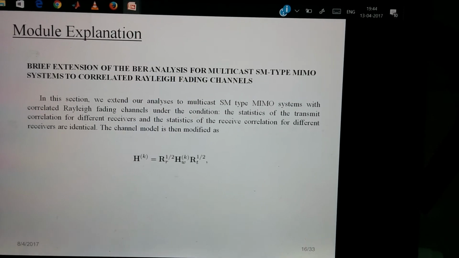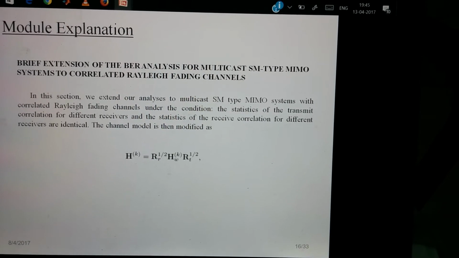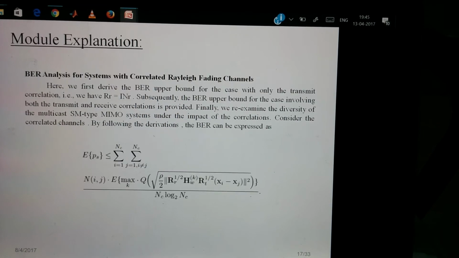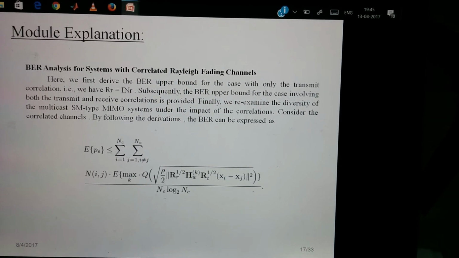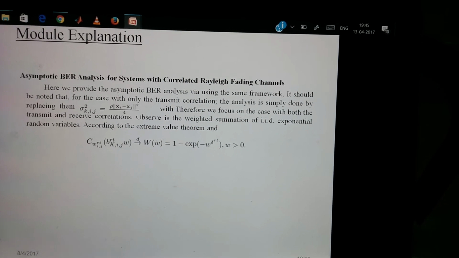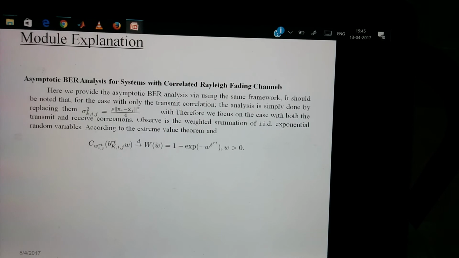And coming on to the next module, we'll be considering a correlated Rayleigh fading channel. In this, the same analysis takes place and the equation will be displayed. And the upcoming slides are the explanation about the modules and how we are calculating those things.